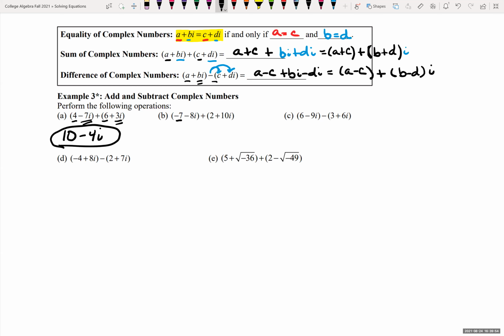So negative 7 plus 2, add those together. Negative 7 plus 2 is negative 5. And negative 8i plus 10i gives me plus 2i. Here I need to distribute my negative sign. So if I want to rewrite it, I have 6 minus 9i minus 3 minus 6i. So combining my real parts, 6 minus 3 is 3, and negative 9i minus 6i gives us minus 15i.